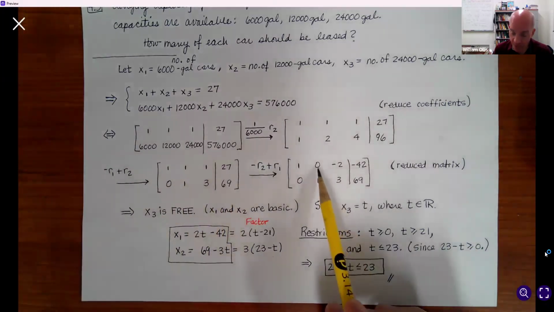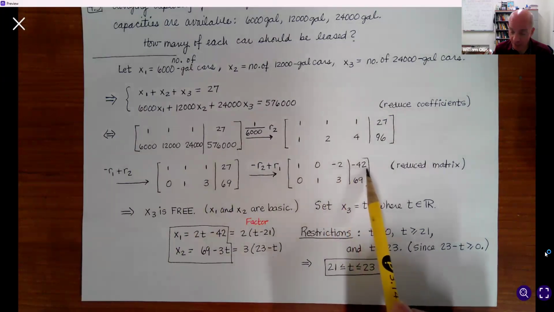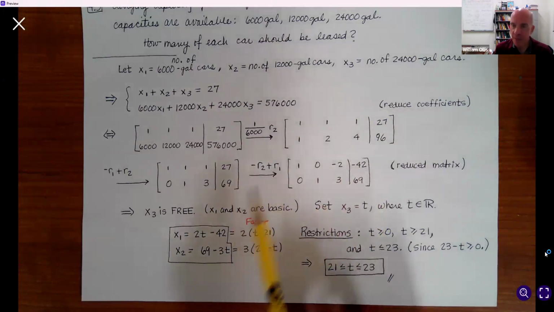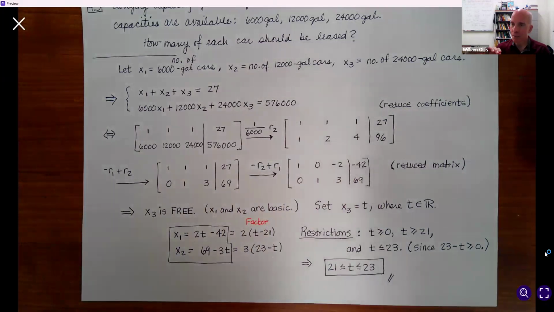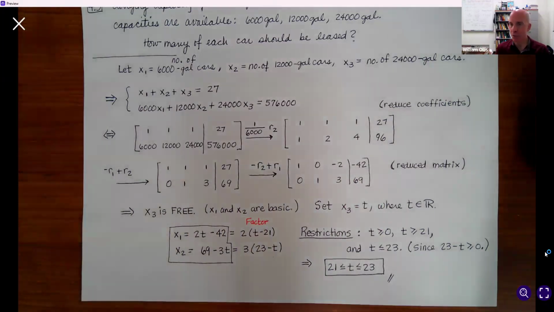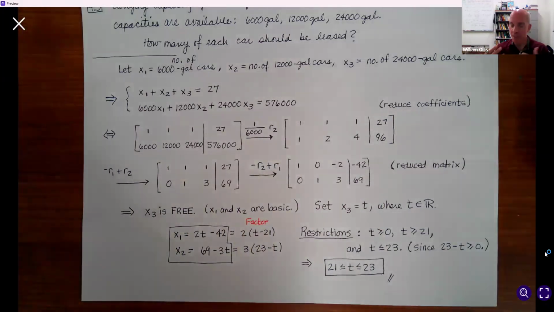And so now we have the zero here, and then we end up with a -2 and a -42 here. Again, we got used to the basic arithmetic that we need to be able to do, but the impetus behind that is the creation of the zeros, because that makes the solution obvious to us.